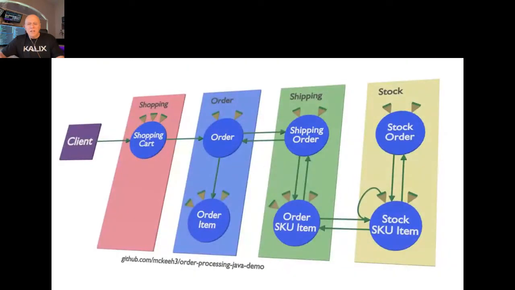And what I'm going to be doing throughout the talk is showing you parts of some demo applications that I built, in particular this one, using these different components. So this is a demo application. You can see that the source code is available on GitHub under my user ID, which is mckeeh3, and it's an order processing Java demo. This demo application was built using everything I'm going to be talking about.